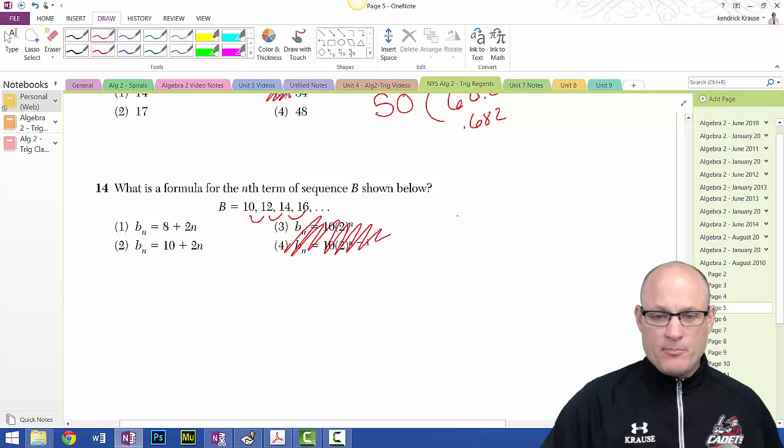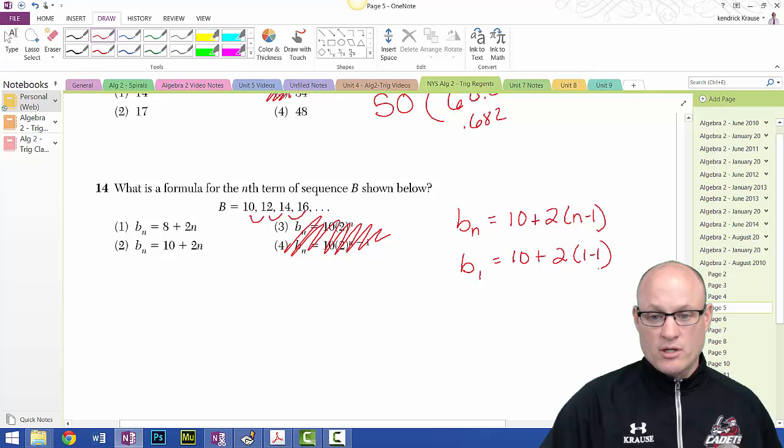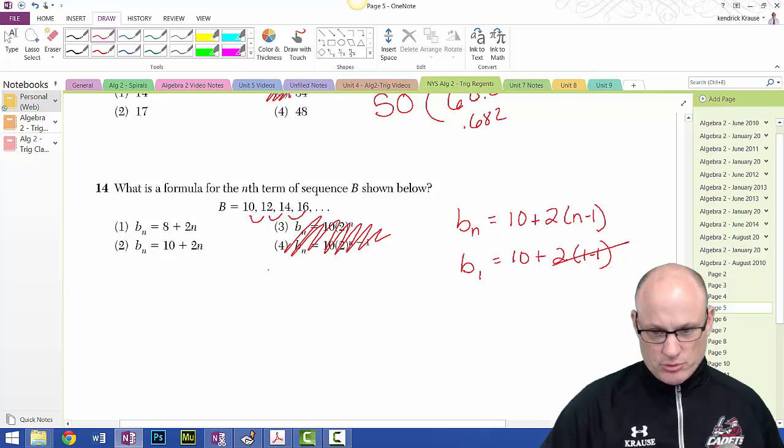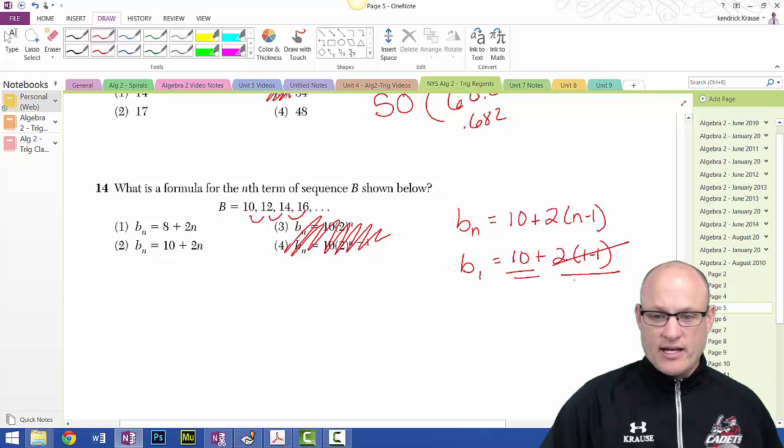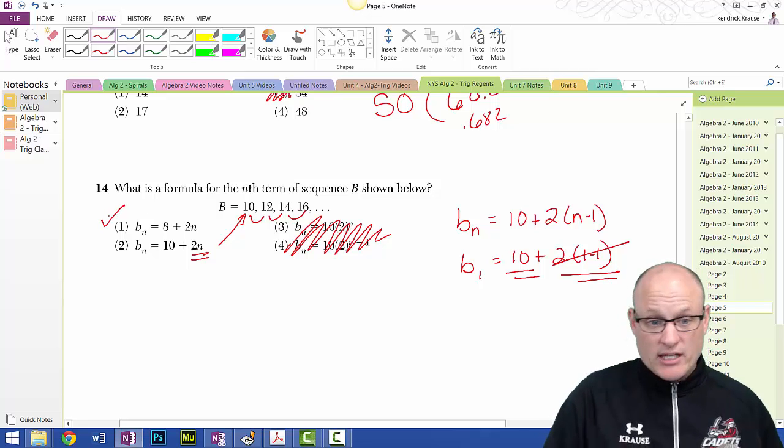So let's say b sub n is equal to, we start with 10 and we're going to add 2 times n minus 1. So b of 1 is equal to 10 plus 2 times 1 minus 1, that just goes away and gives me 10. They don't have that. Shoot. So I got to find something else. As a matter of fact, wait a second. They have a 10 and they got a 2n, but that doesn't give me this first answer. So I'm thinking it's probably this one, but let's just check.